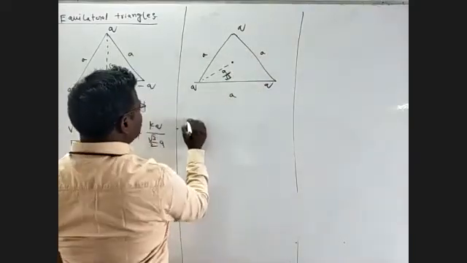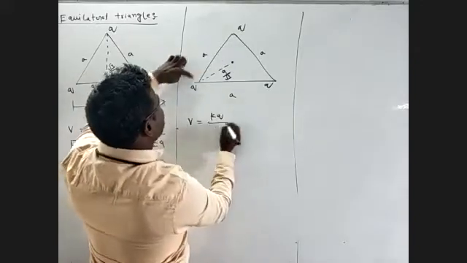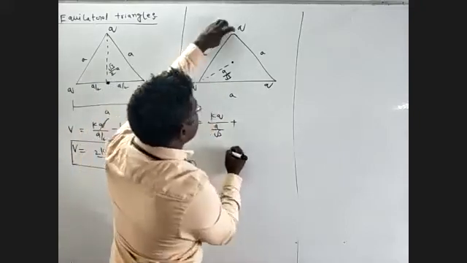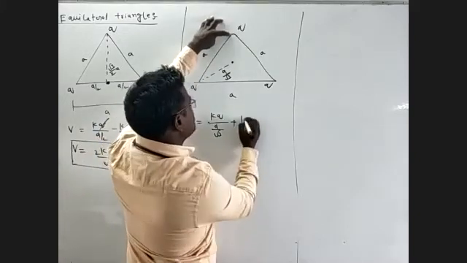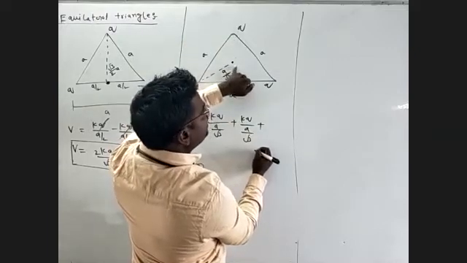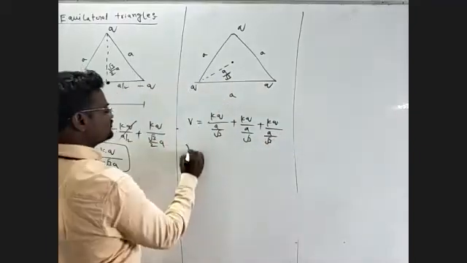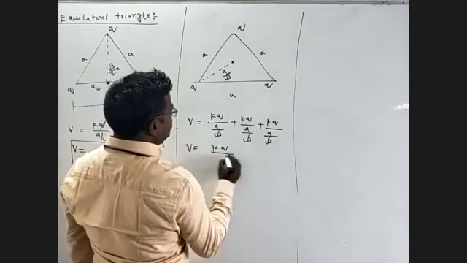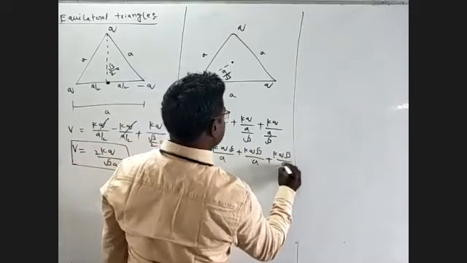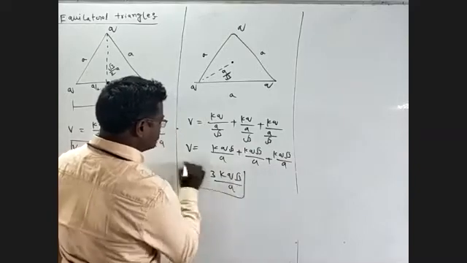Now we are calculating V. At this point, we have to calculate the electric potential due to the charge, that is kQ by the distance between the point charge and here, a by root 3, plus the same for the next charge, plus the same for the third charge. So V is equal to kQ root 3 by a plus kQ root 3 by a plus kQ root 3 by a. This is V is equal to 3 kQ root 3 by a. This is your answer.